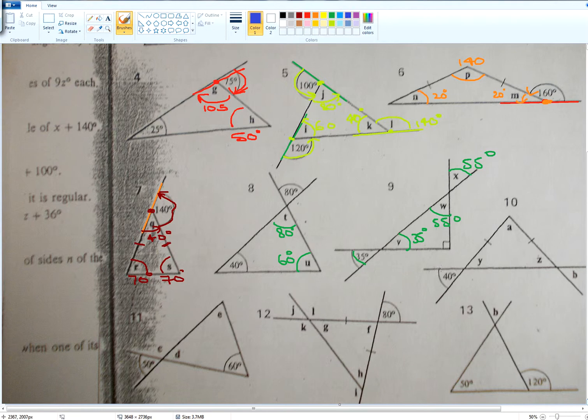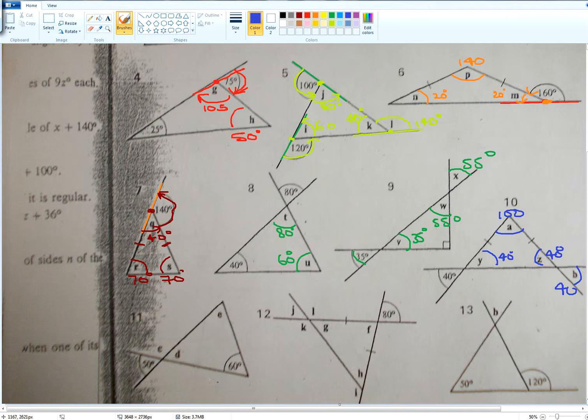So this angle is 40 and Y is vertically opposite, so Y is also 40, and Z is equal to Y because it's an isosceles triangle. And these two are vertically opposite, so B is also 40. 40 add 40 is 80. 80 from 180 leaves you with what?